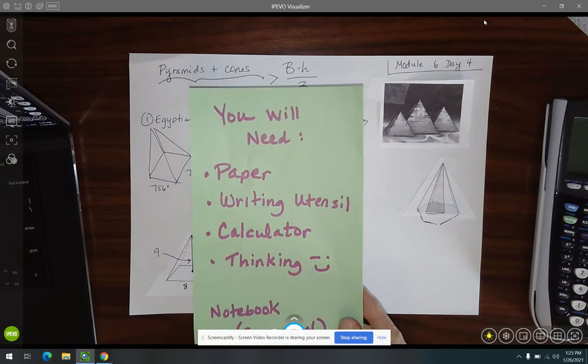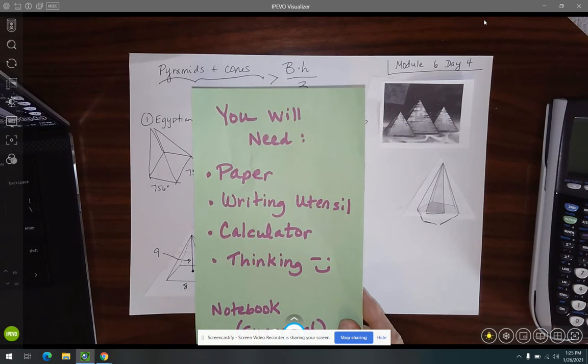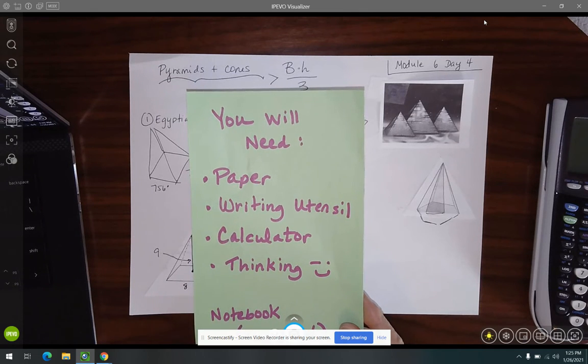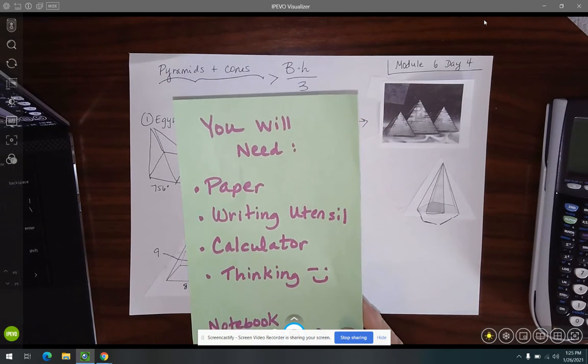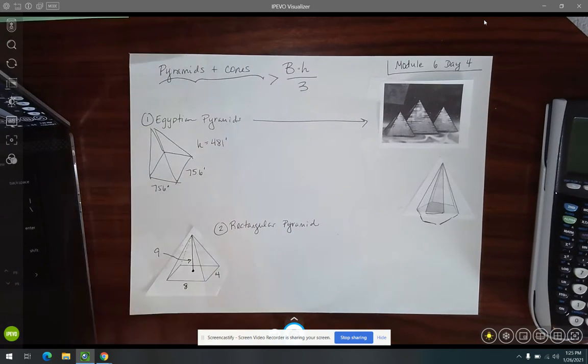For today's lesson, you will need a calculator for sure and something to write with. And the formula page might be handy so that you can be looking at that as you practice. So here we go.